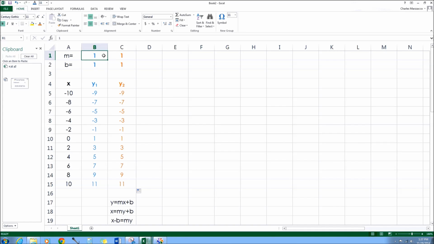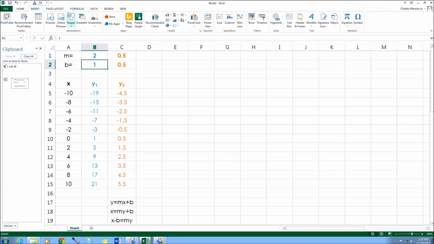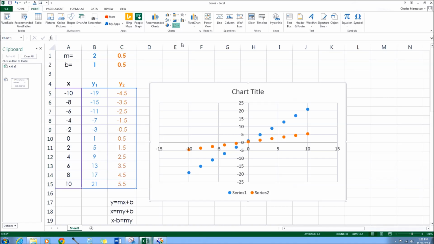So now let's just experiment and change this to 2. So these both change to 0.5 and this one changes. Shall we plot it? Yeah, let's graph it. So now insert graph. Highlight it first. We highlight the whole thing? Yeah. Insert graph, and we'll do a line.